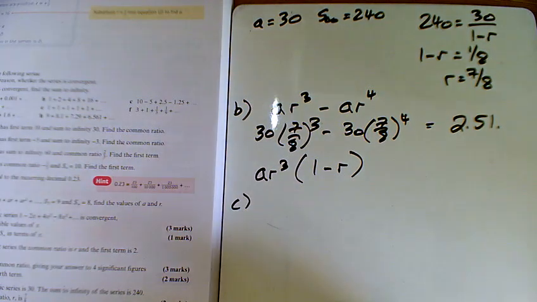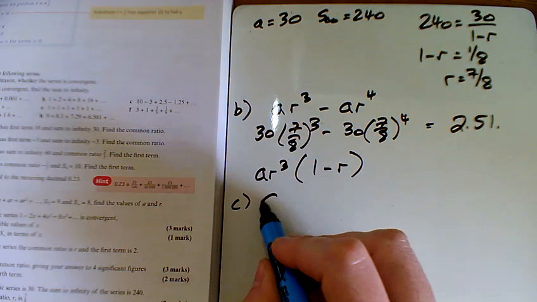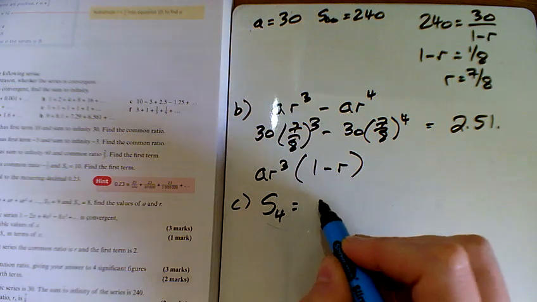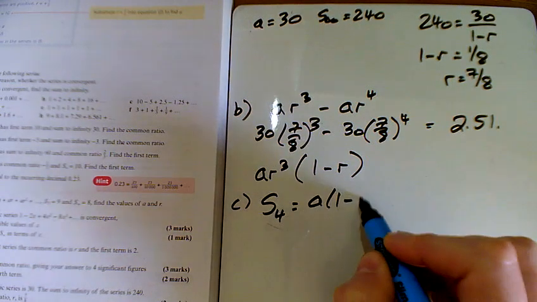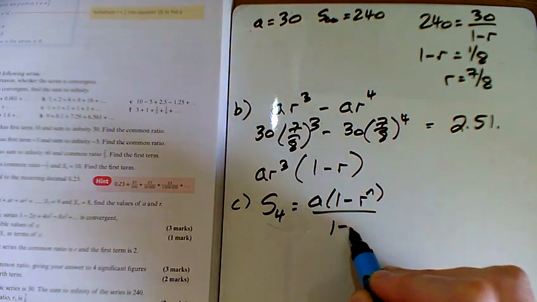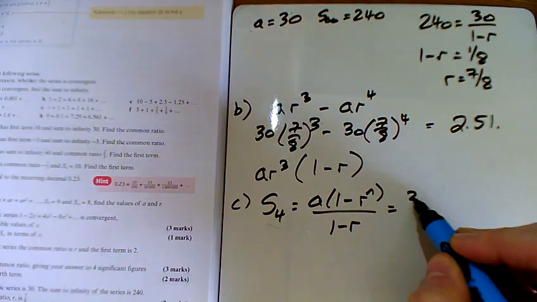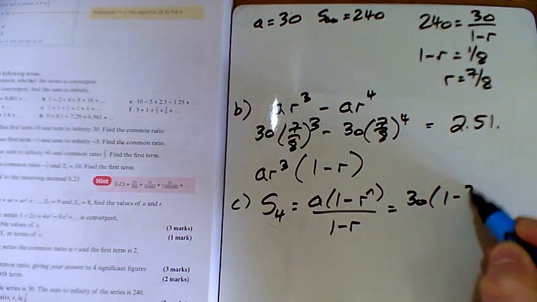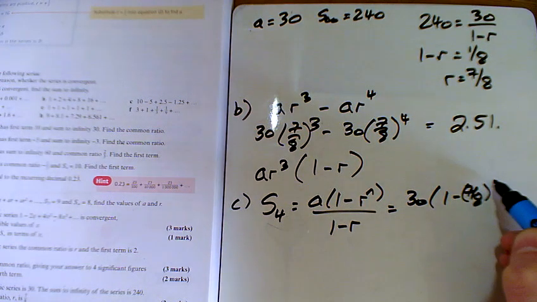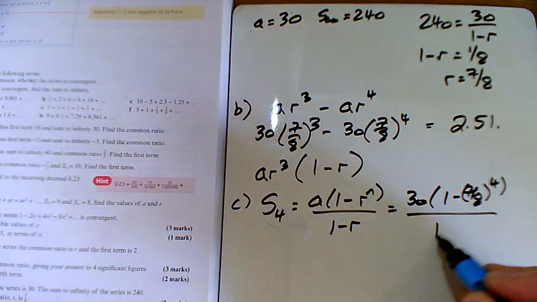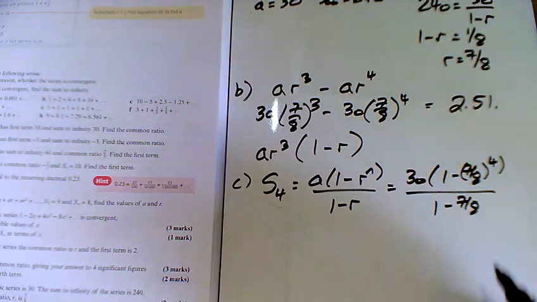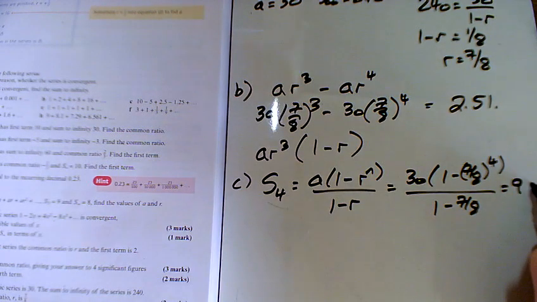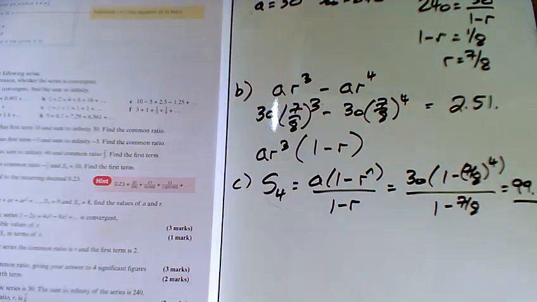Part C says find the sum of the first 4 terms. So the S4 formula, a times 1 minus r to the n all over 1 minus r. We know a is 30. We know r is 7/8, all over 1 minus 7/8. And tapping all of that in gives me 99.3.